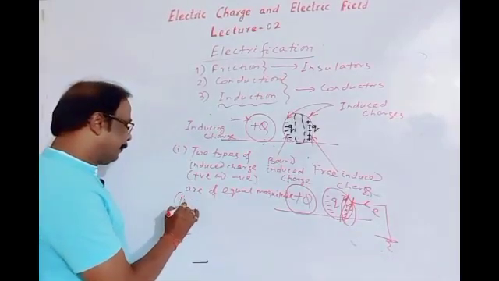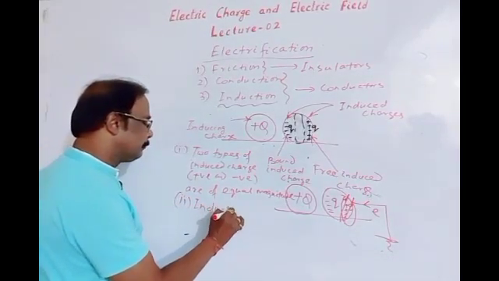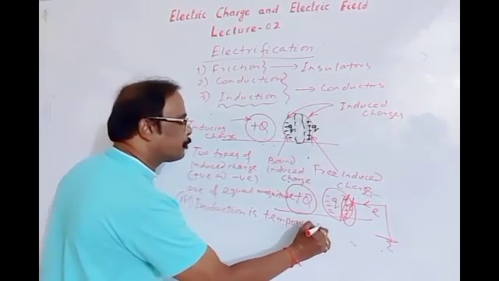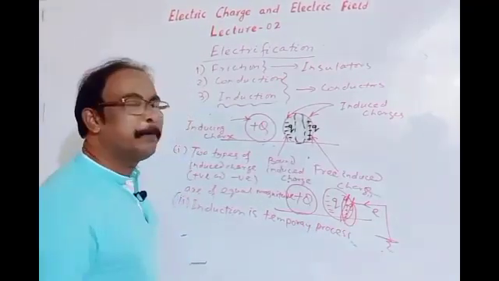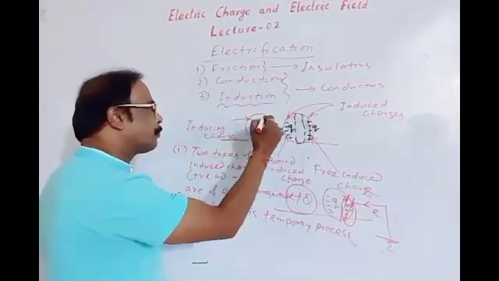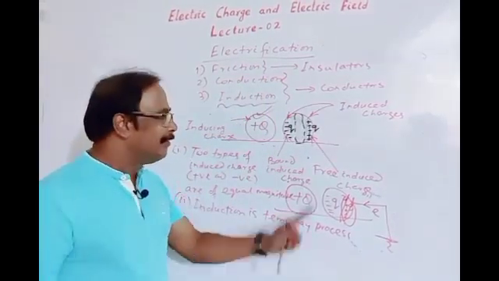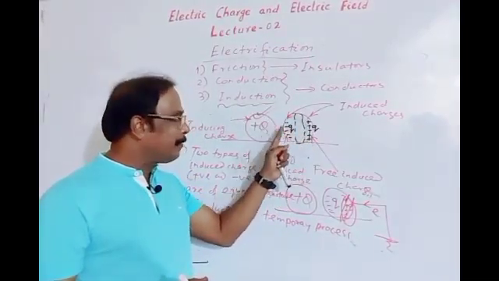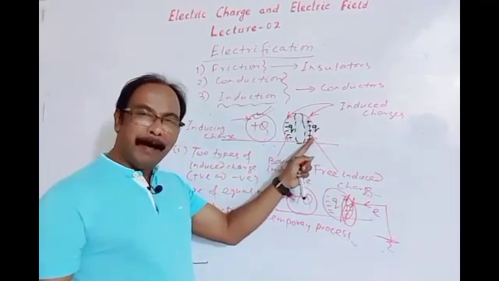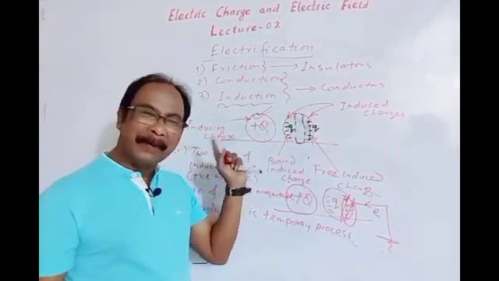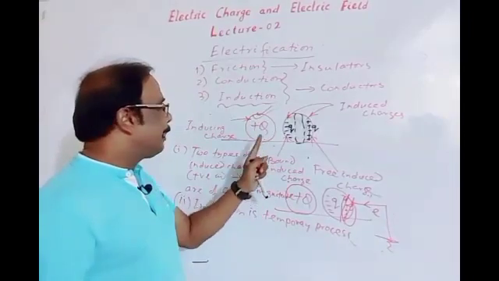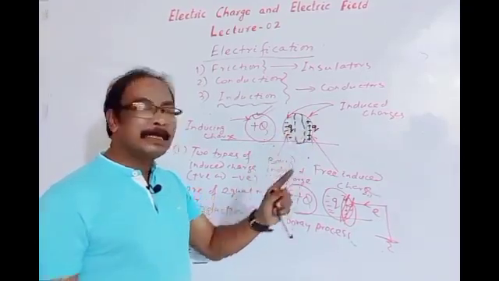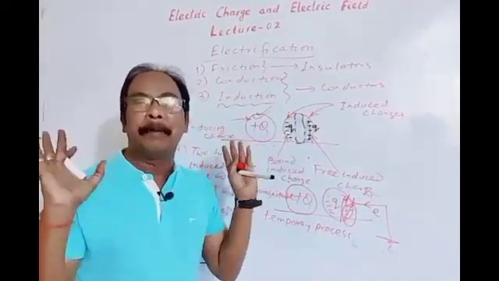Number 2, induction is a temporary process. Why? Because so long as the inducing charge is present, these two charges will maintain a distance between them. This charge is attracted by positive, and this will remain at the far end due to deficiency of electrons. So induction is temporary. So long as the inducing charge is present, the two types of induced charges will remain separated.